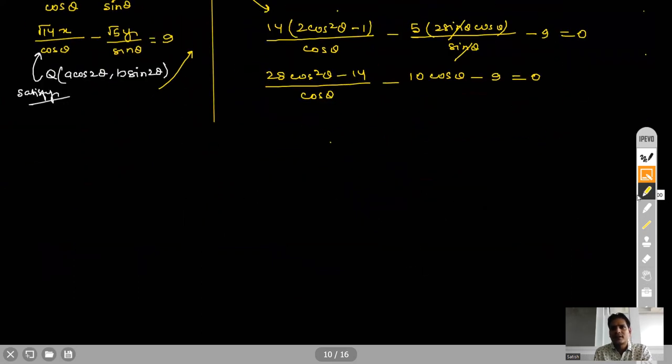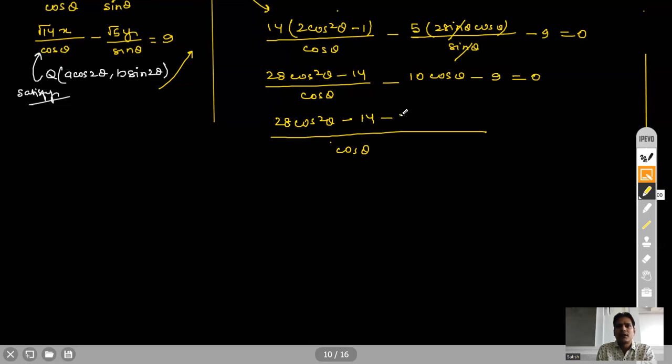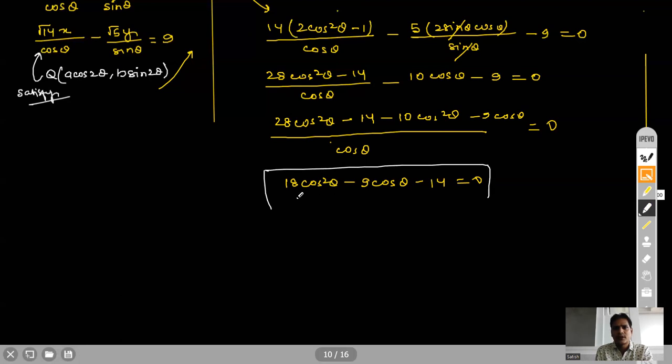So can we take LCM now? Okay, let me take LCM. So this will be 28 cos square theta minus 14 minus 10 cos square theta minus 9 times cos theta equal to 0. So basically it will become 18 times cos square theta minus 9 times cos theta minus 14 equal to 0, right? This is the final equation we are getting.